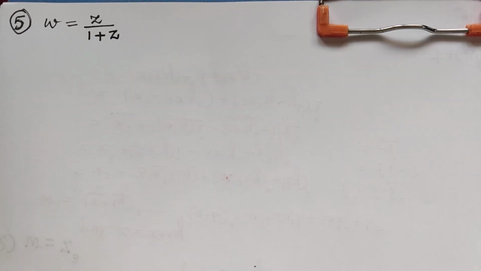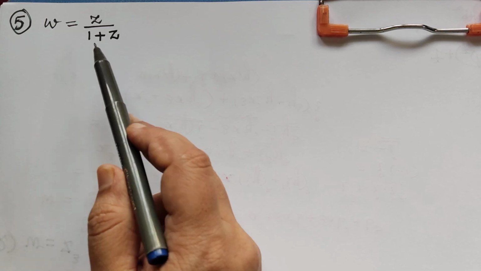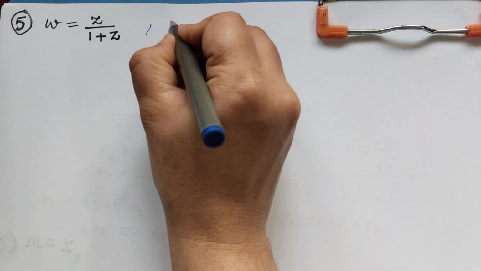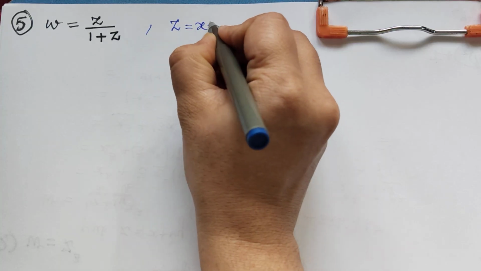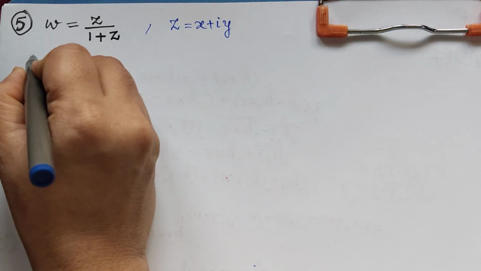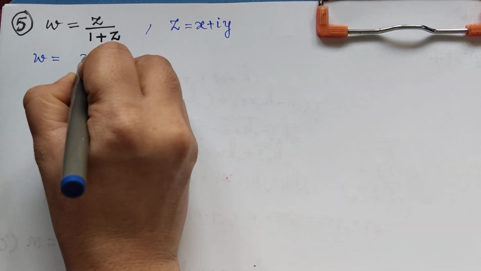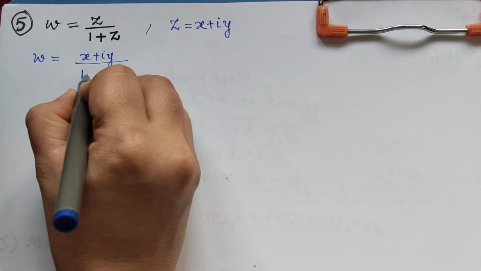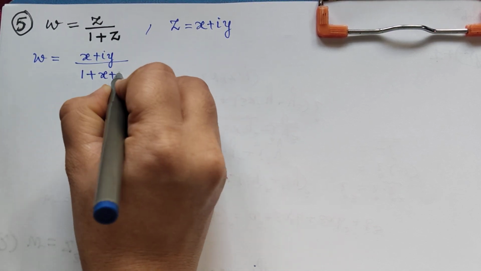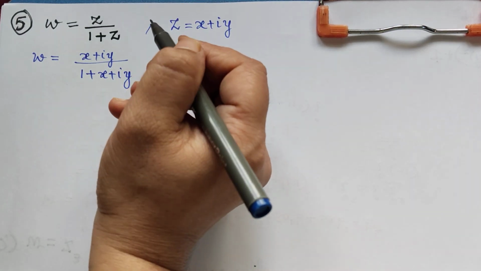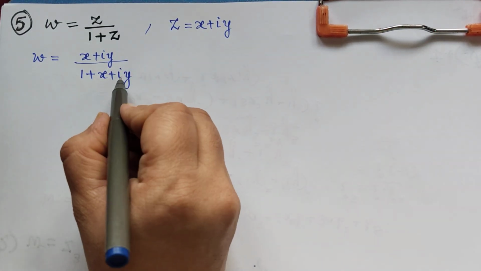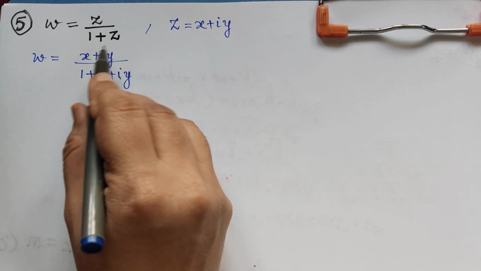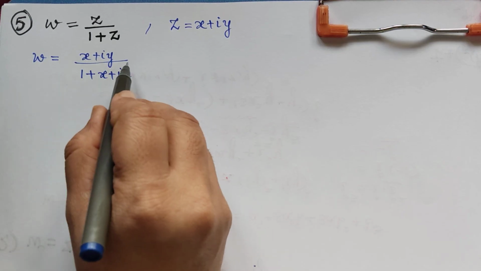So now here we have another problem, which is w is equal to z by 1 plus z. We know that z is a complex variable, so z is equal to x plus iy. So therefore w will be equal to x plus iy divided by 1 plus z, so 1 plus x plus iy. Now if you see, we have i in the denominator, and what I have told you, whenever you have i in the denominator, you should multiply and divide the term with the conjugate of the denominator.